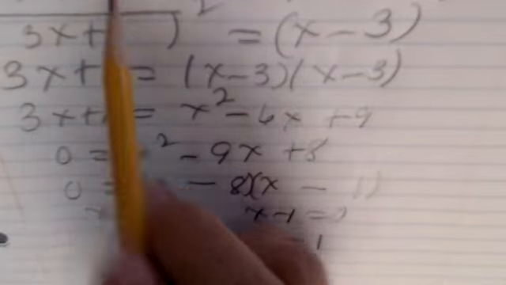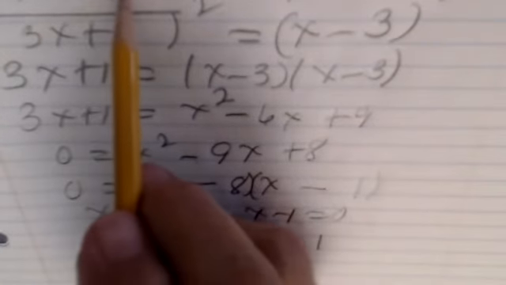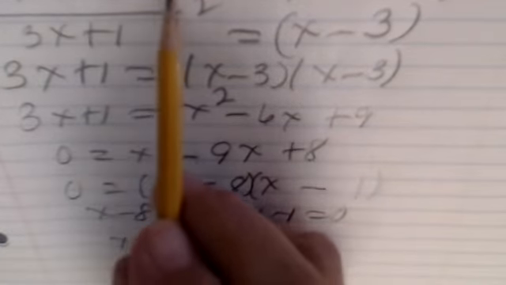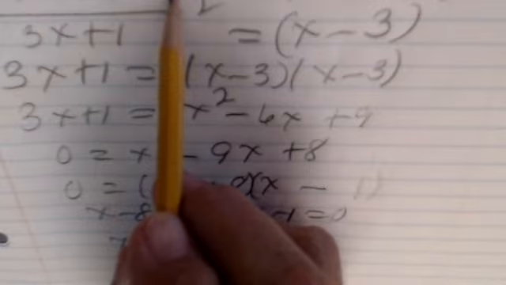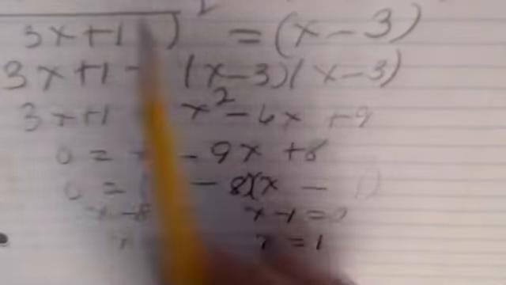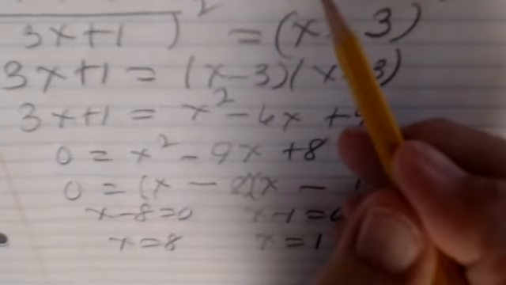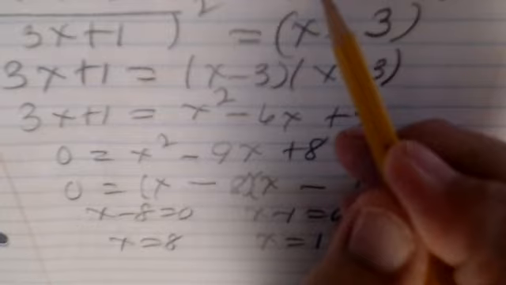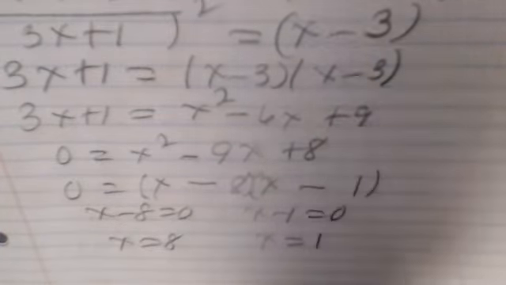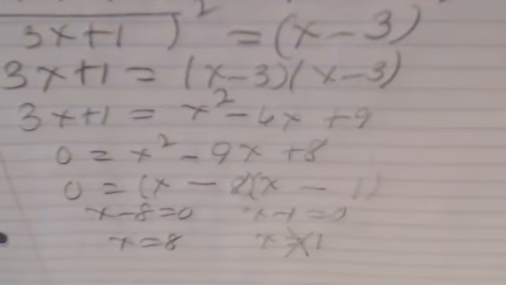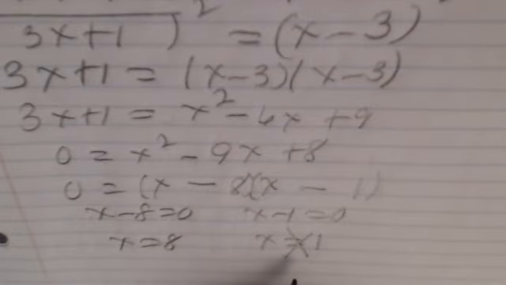Okay, let's check the 1. We put in the 1. 3 times 1 is 3, plus 1 is 4. The square root of 4 is 2. 3 plus 2 is 5. We put in the 1 on the right-hand side, and we get 1. 5 is not equal to 1. Therefore, we have to exclude 1. Even though it showed up as an answer, it's an extraneous root.